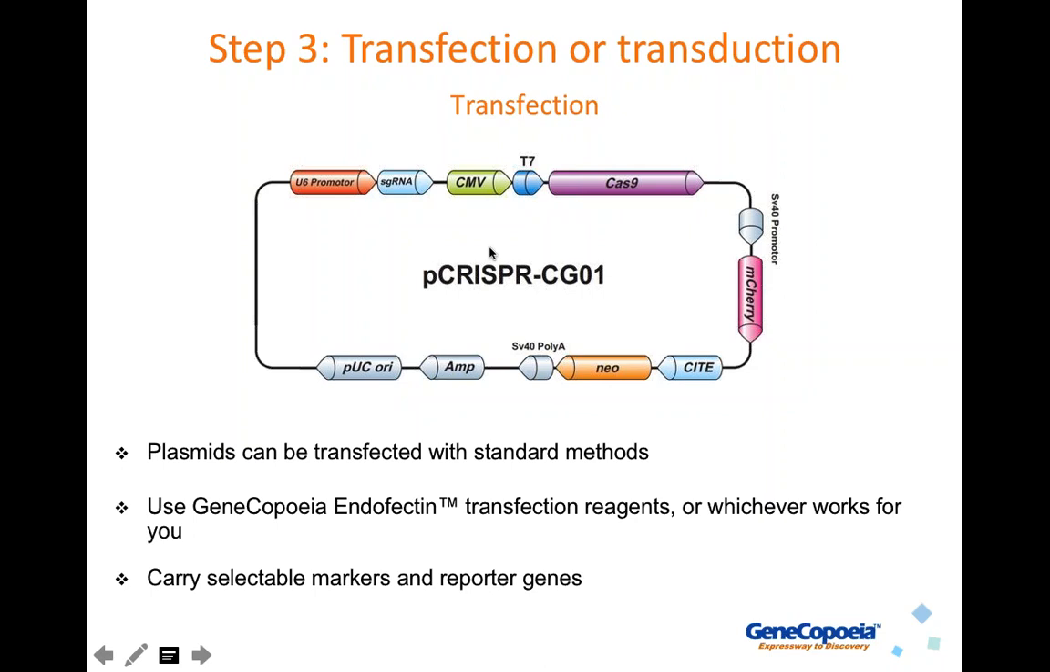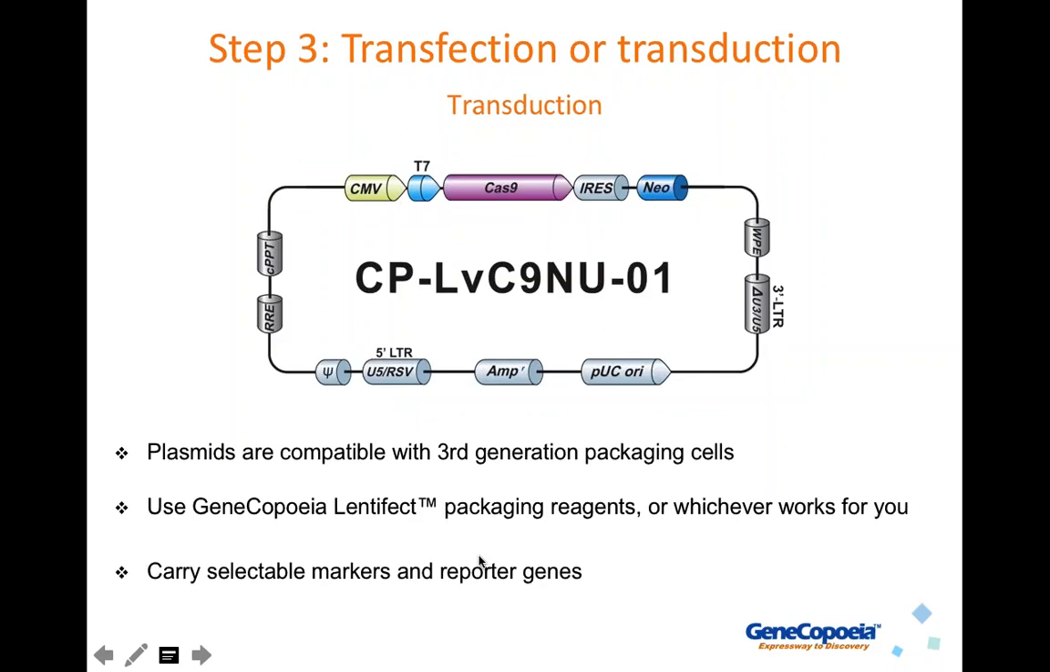They usually carry standard selectable markers like neomycin for G418 resistance. So we recommend using either GeneCopoeia's end-effectin brand of transfection reagents or whichever works for you. And again, they carry very standard selectable markers and reporter genes. The same is true for lentiviral transduction.